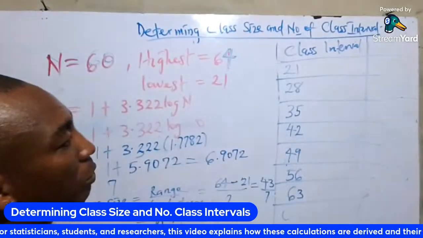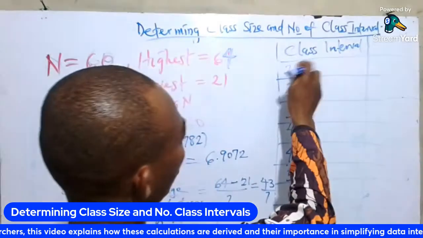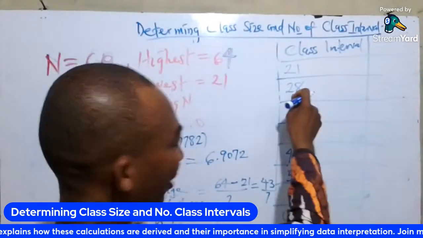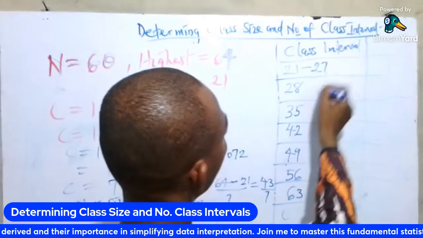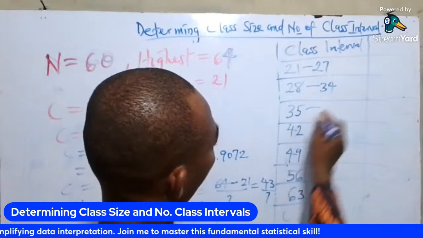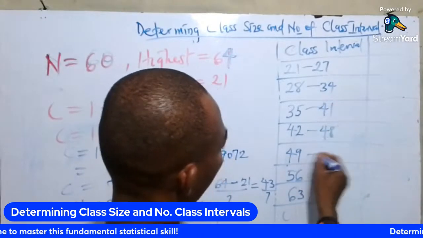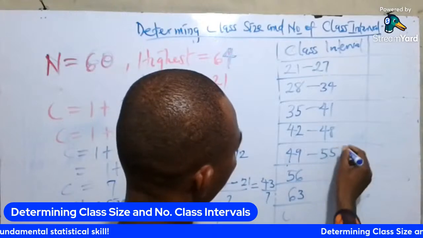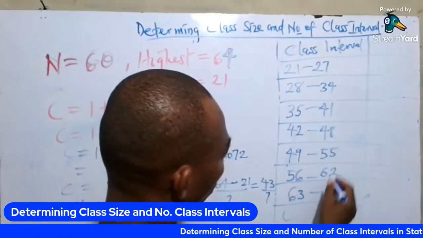All these are the lower limits, so let's look at the upper limits. So 21 to what? Just take 1 away from the next lower limit. 21 to 27. Take 1 away from 35, that is 34. Take 1 away from 42, that is 41. Take 1 away from 49, that is 48. Take 1 away from 56, that is 55. Take 1 away from 63, that is 62.